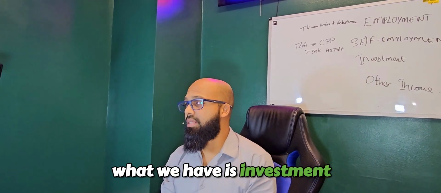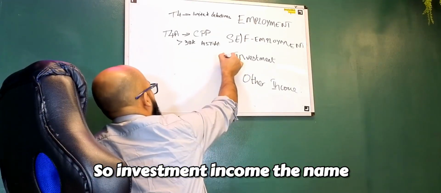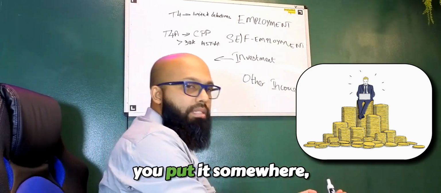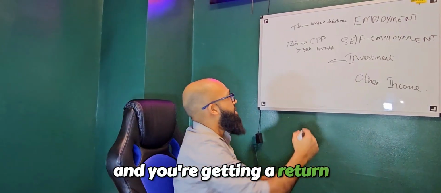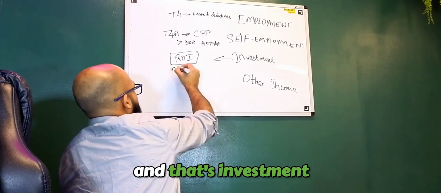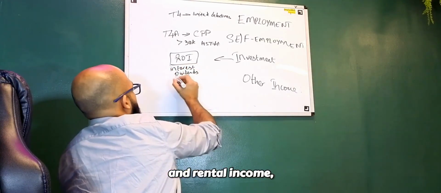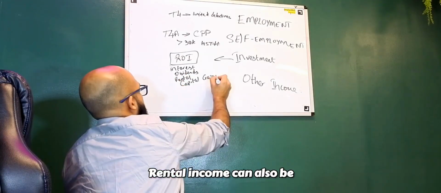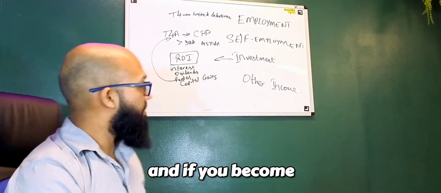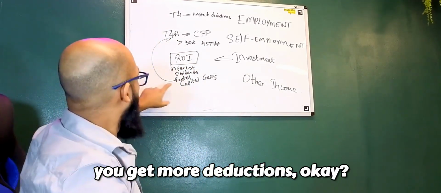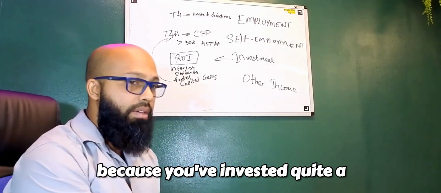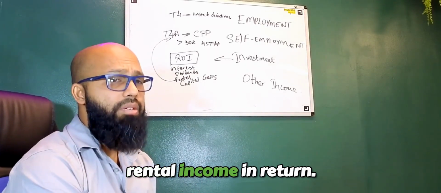Next, what we have is investment income. So investment income, the name itself implies that if you've had some money, you put it somewhere, you invest it somewhere, and you're getting a return on your investment. So you get a return on your investment, and that's investment interest income, dividend, and rental income. Capital gains. Rental income can also be self-employment if you meet certain criteria, and if you become self-employment, you get more deductions, okay? But rental income in general is an investment type of income because you've invested quite a bit of money and you're getting a rental income in return.